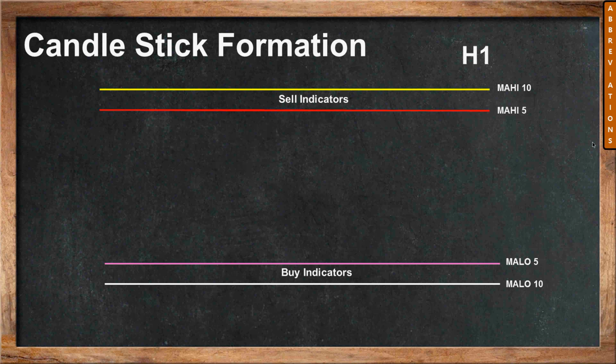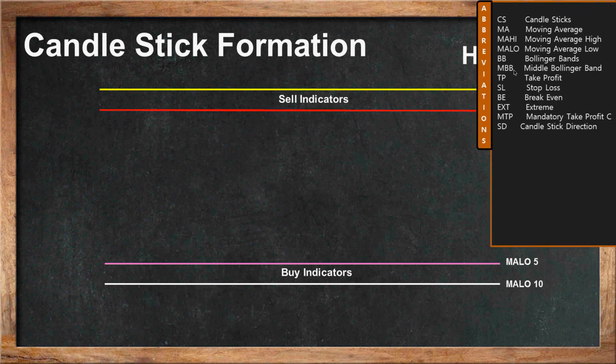Over the period of this webinar, I'll be using some abbreviations: CS for candlesticks, MA for moving average, MAHI for moving average high, MALO for moving average low, BB for Bollinger Bands, MBB for middle Bollinger Bands, TP for take profit, SL for stop loss, BE for break even, extremes, MTP for mandatory take profit, and CSD for candlestick direction.